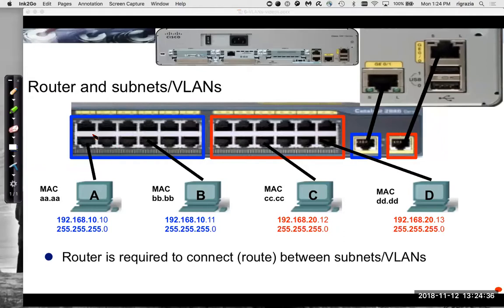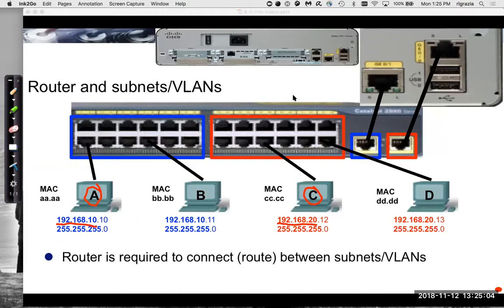All right, so if A was going to ping C, first of all, it would check its ARP cache and say, hey, I'm in this network, 192.168.10.0. The destination's in 192.168.20.0. We're not in the same subnet. So it would say, well, what's my default gateway?